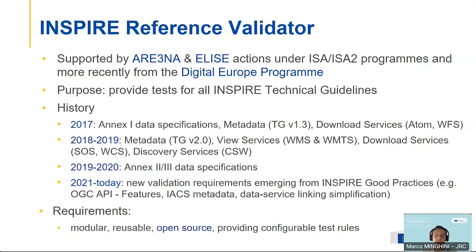And then over the last 4 years, we added new validation requirements whenever these were needed, or whenever there was a need to actually translate into test requirements from INSPIRE good practices, so new standards, new approaches, new ways to share or to encode data. For example, OGC API Features that has become an INSPIRE good practice, IX metadata, so this is for metadata for agricultural data sets, and then more recently the data service linking simplification approach that, for those of you who are familiar with INSPIRE, is something very important to actually facilitate the process of linking your data sets metadata to your service metadata.